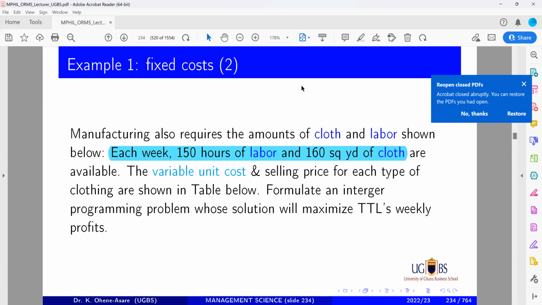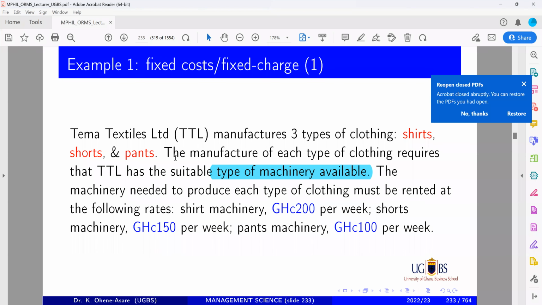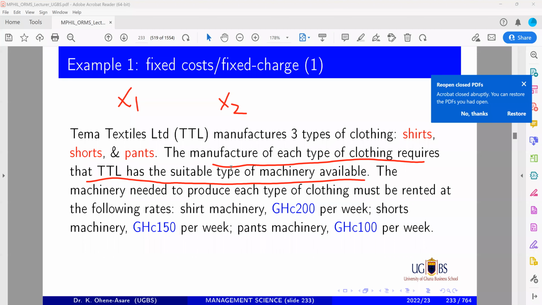It says that the manufacture of each type of clothing requires that the company has the suitable type of machinery. What does that mean? What it means is that you cannot produce the X1. X1 is for shirts. You cannot produce the X2, shorts. You cannot produce the X3. It doesn't matter which number, how many numbers.